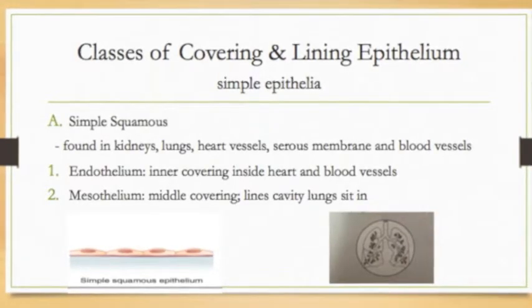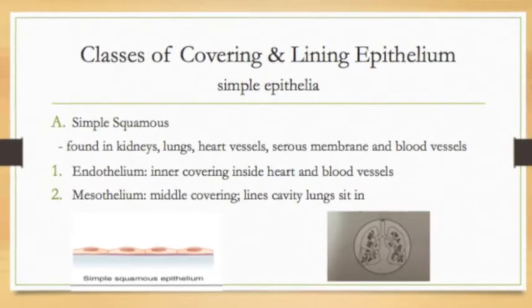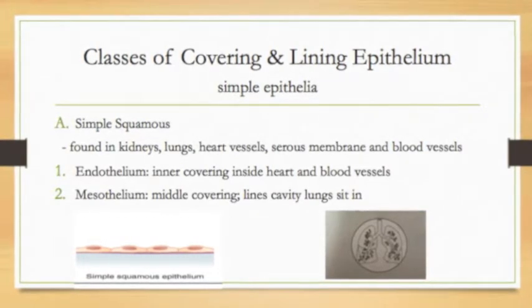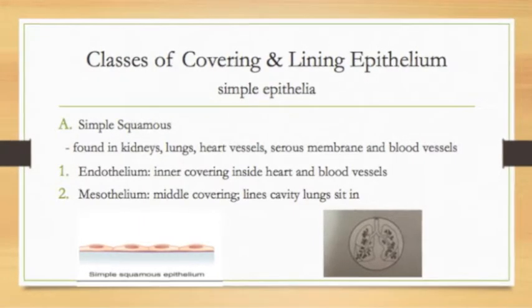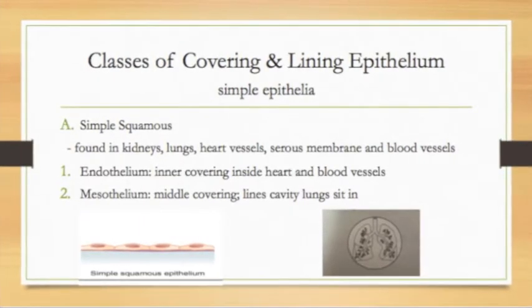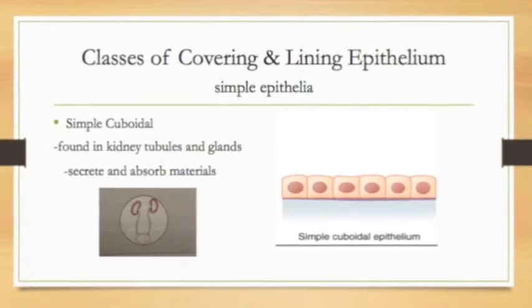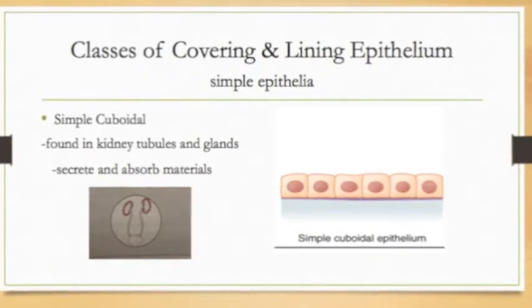Simple squamous is found in kidneys, lungs, heart vessels, serous membranes, and blood vessels. Endothelium is the inner covering inside heart and blood vessels, and mesothelium is the middle covering. It lines cavities that the lungs sit in. Simple cuboidal is found in kidney tubules and glands. It secretes and absorbs materials.